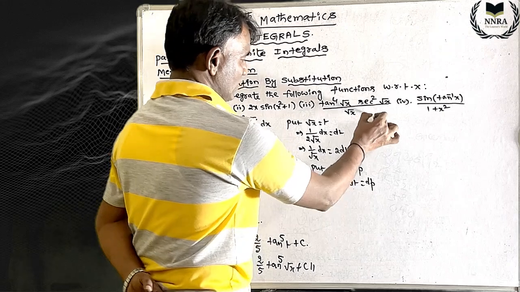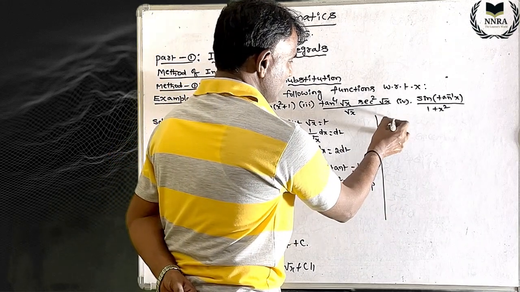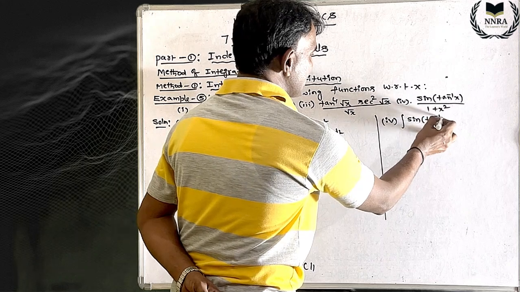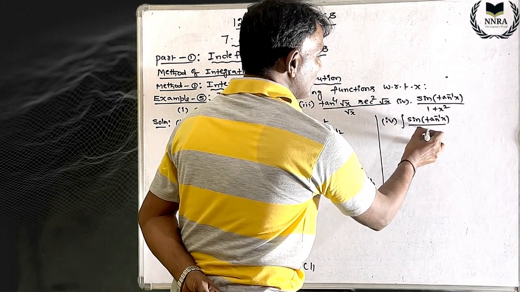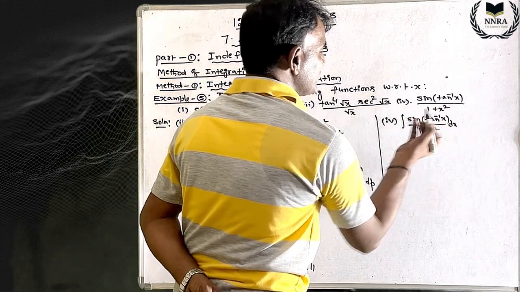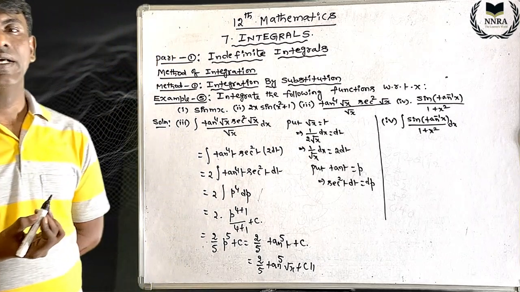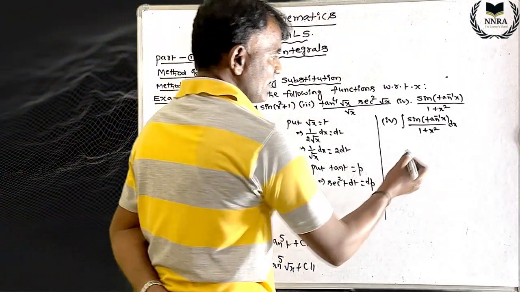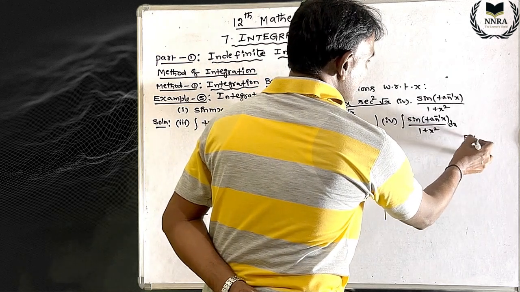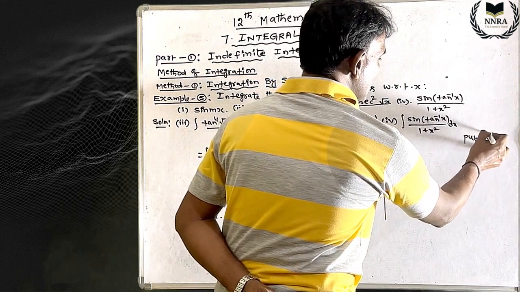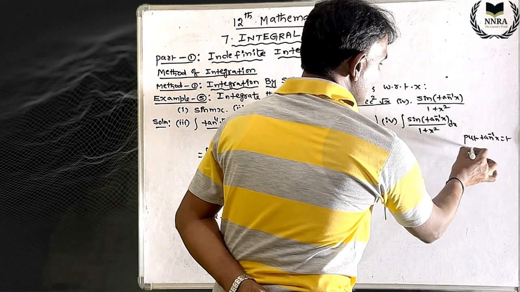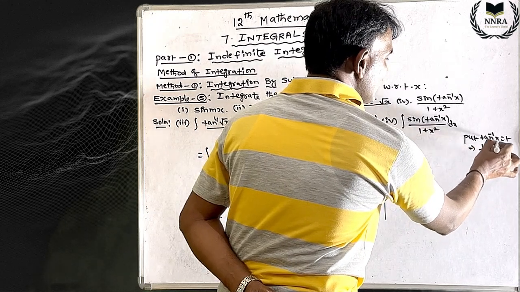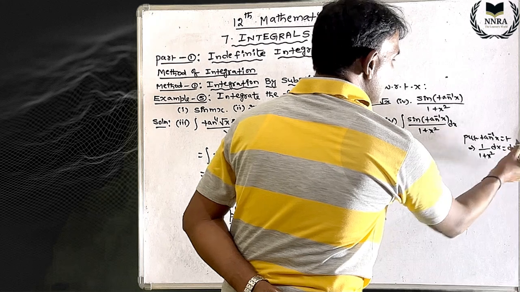And the fourth question is a very simple question. What is the value here? Integral of sin(tan⁻¹x) divided by 1 plus x², dx. And we know very well that the derivative of tan⁻¹x is 1 by 1 plus x². Now what is the substitution here? tan⁻¹x equal to t. Then the derivative of tan⁻¹x is 1 by 1 plus x², the variable is x, then dx can be written as dt.